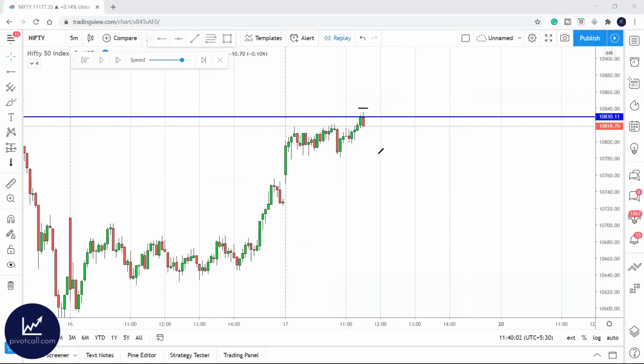Now where to book your profit? You should know where to book your profit, right? Because trading is not only about the entry. Trading is not only about the right entry. Trading is also about the exit. That means you should know where to exit, where to take your profit. If you don't take profit at the right place, your profitable trade can turn into a losing trade.